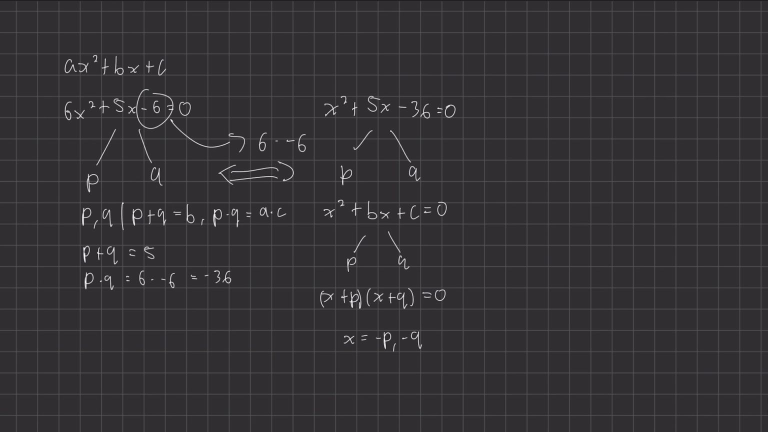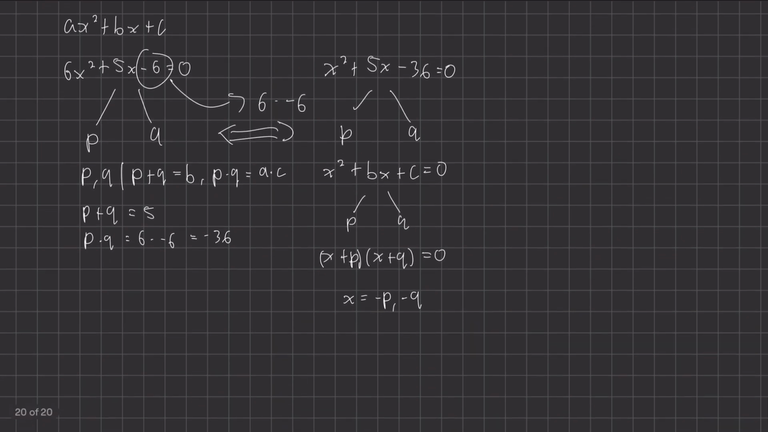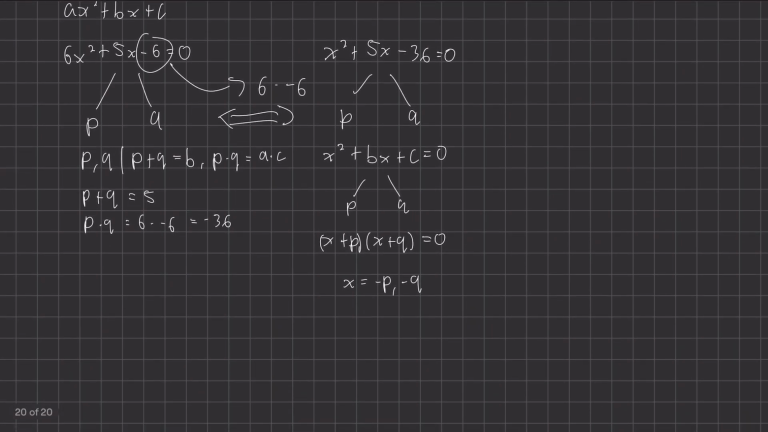But we want the p and q values. So from here, we can multiply both sides of this equation by negative 1, which would give us negative x is equal to p and q. And now that we have p and q in terms of x, let's solve for x using the quadratic formula.